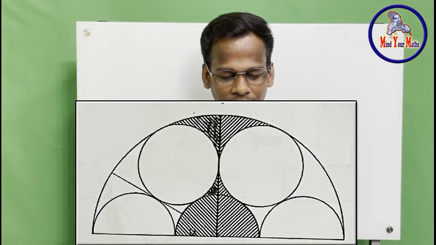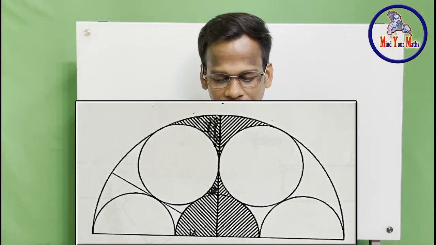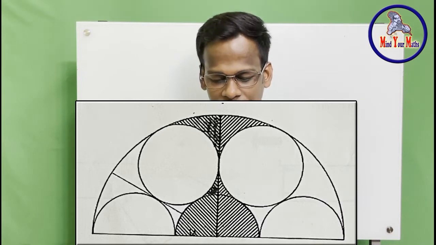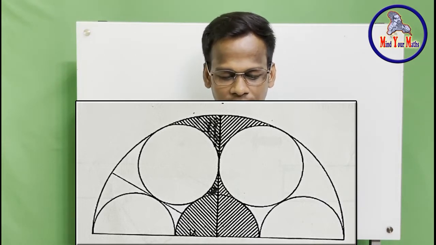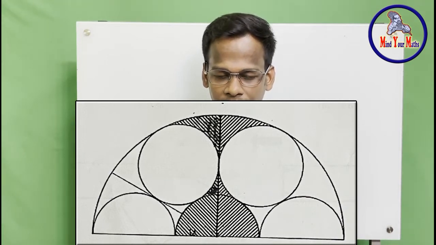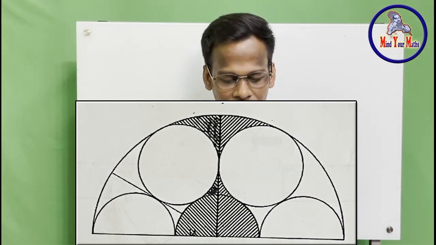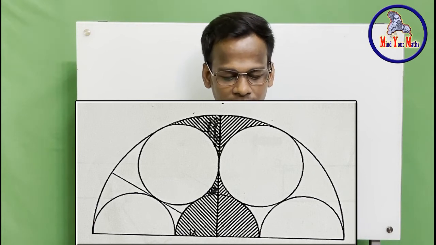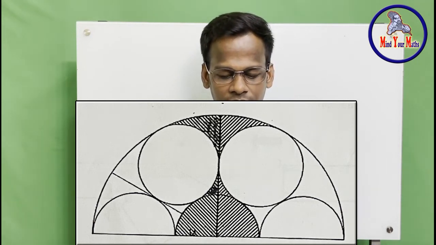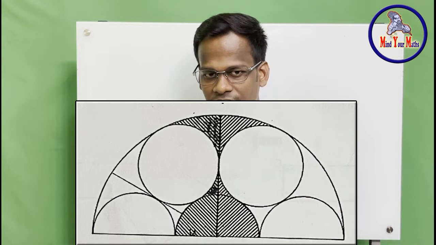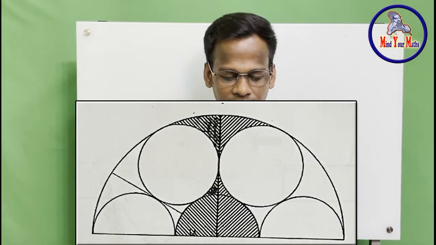The figure is made up of a big semicircle of radius 30 centimeter. Two circles and three semicircles of equal radius are drawn in the big semicircle, as you can see. Now there are two questions. What is the radius of the small circle that you see inside? We need to find the radius for that one.